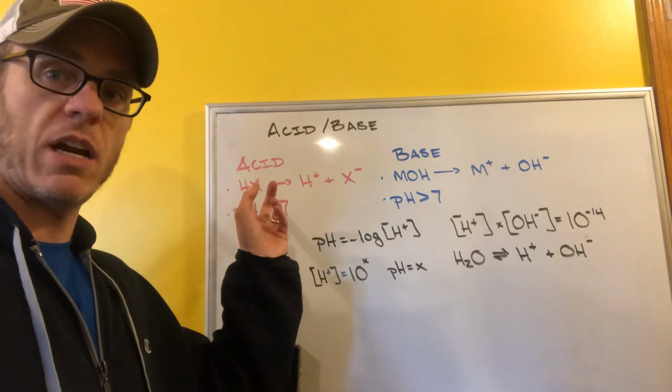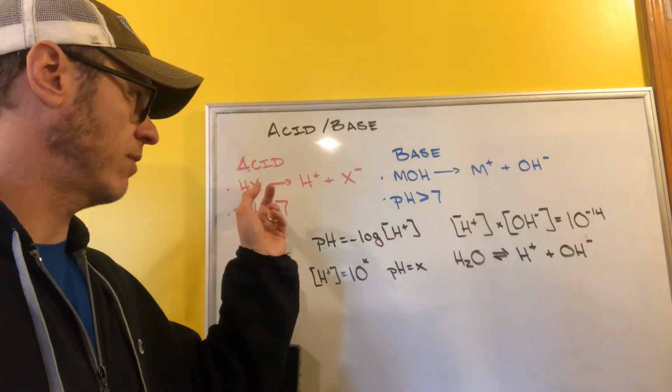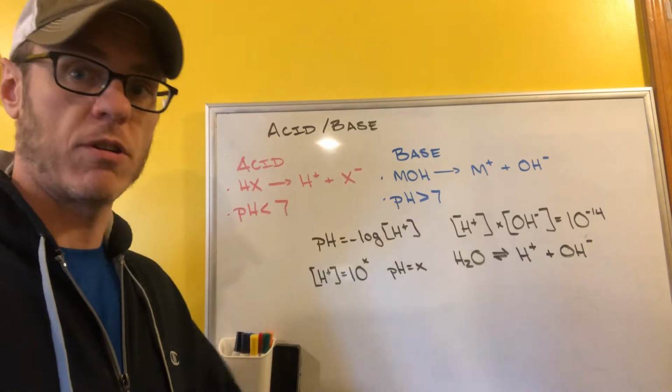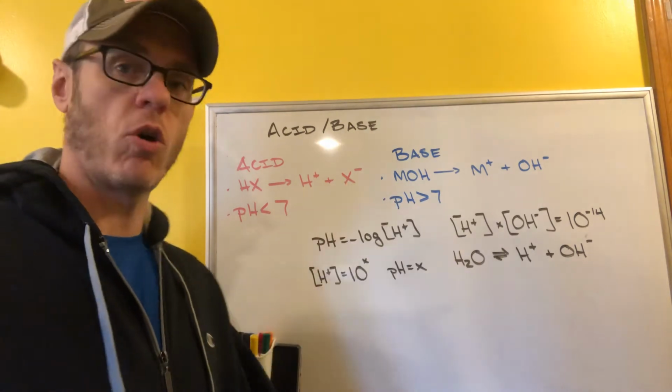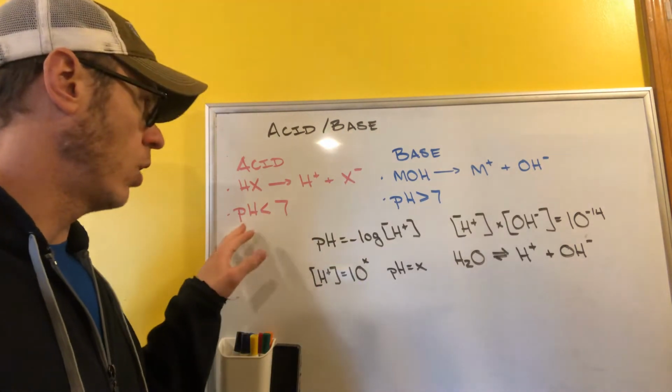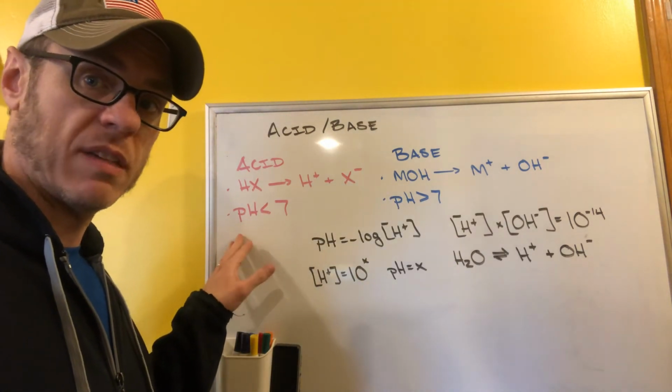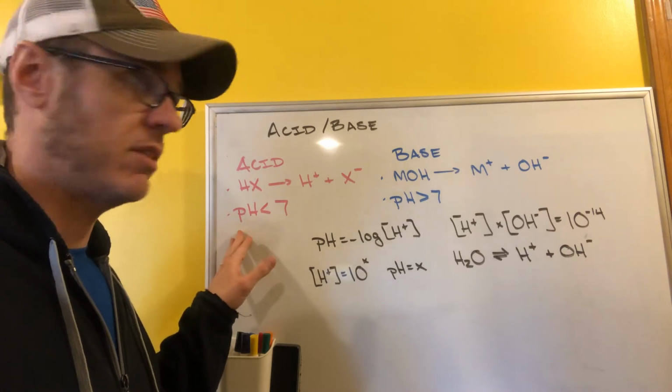Now, this is a very generic way to write an acid, HX, because you have a hydrogen and then some sort of other atom or polyatomic ion, and that's going to go into solution as well. Acids have a pH that is lower than 7. Lower than 7 means it's acidic.